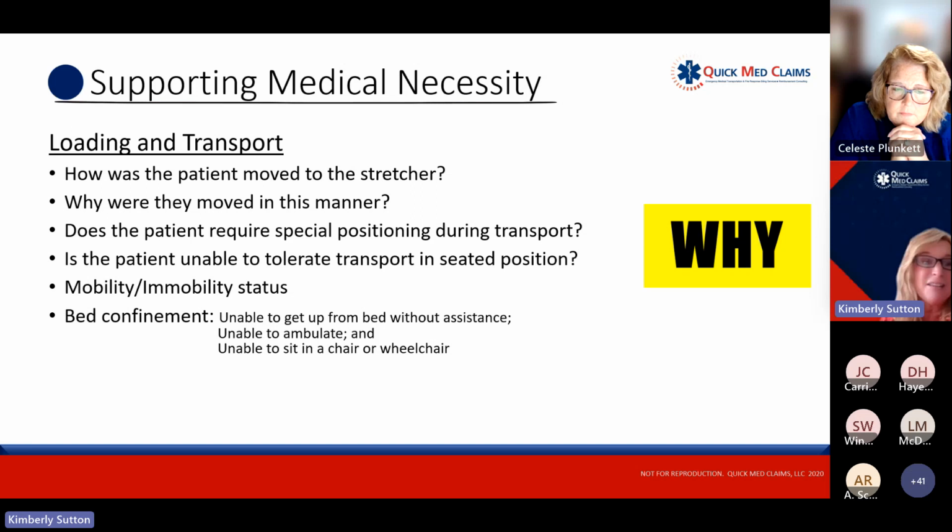Another reason is bed confinement. We need to know why that patient needed assistance and why they couldn't either transfer to the stretcher or anything by themselves.